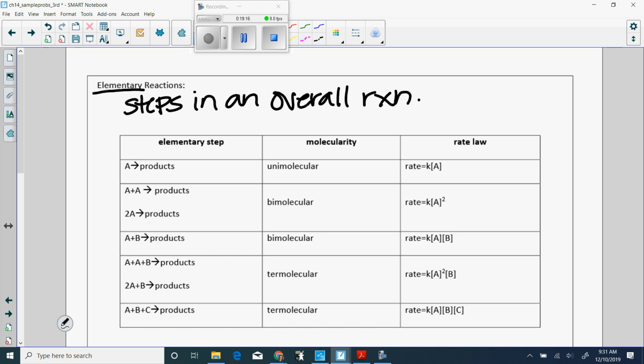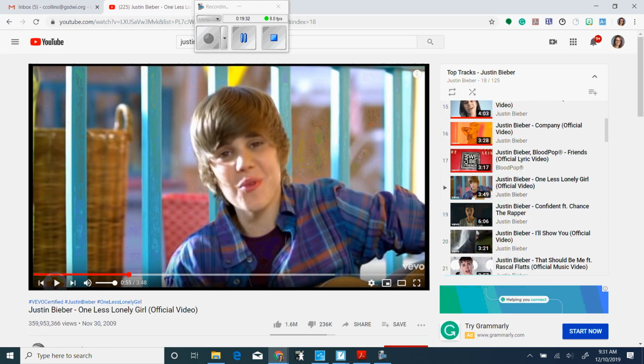We're just guessing. Okay? So what I want you to do, when Justin sings to you, is take a look at these elementary steps, and then take a look at how I can write a rate law just looking at the steps. How are they related? How do you figure it out? Ready, go.